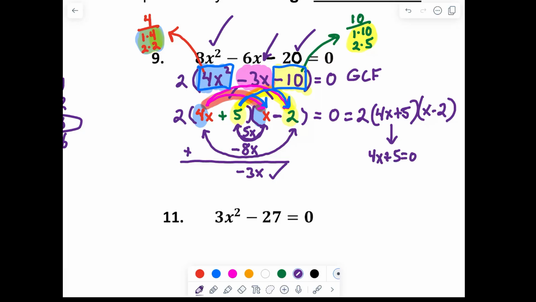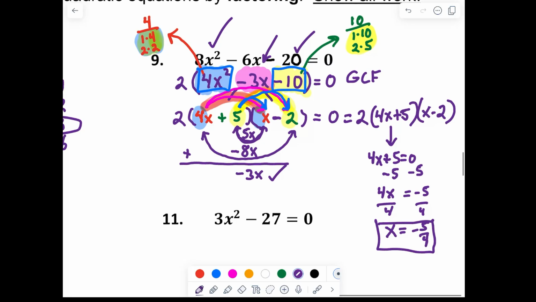2 times 4x plus 5 times x minus 2. Okay, and I want to know what makes each one of these factors equal to 0 using my zero product property. All right, notice the 2 doesn't matter, because any value of x is not going to change 2. It's always going to equal just 2. 2 is never going to be 0. It's always going to be 2.